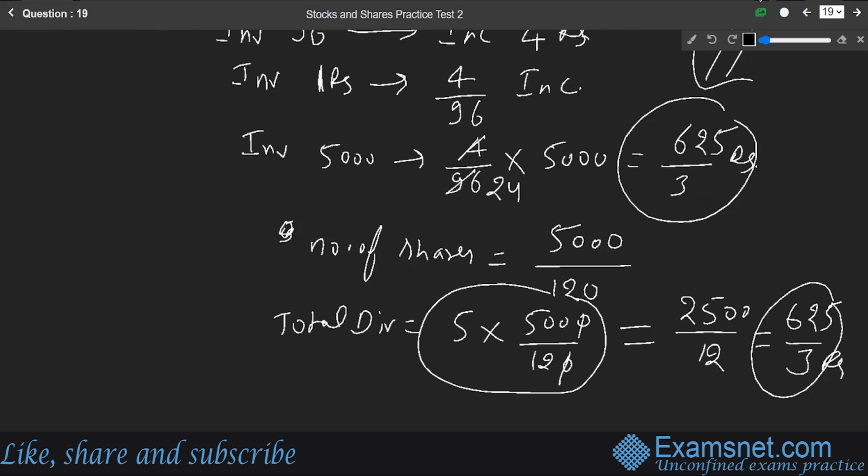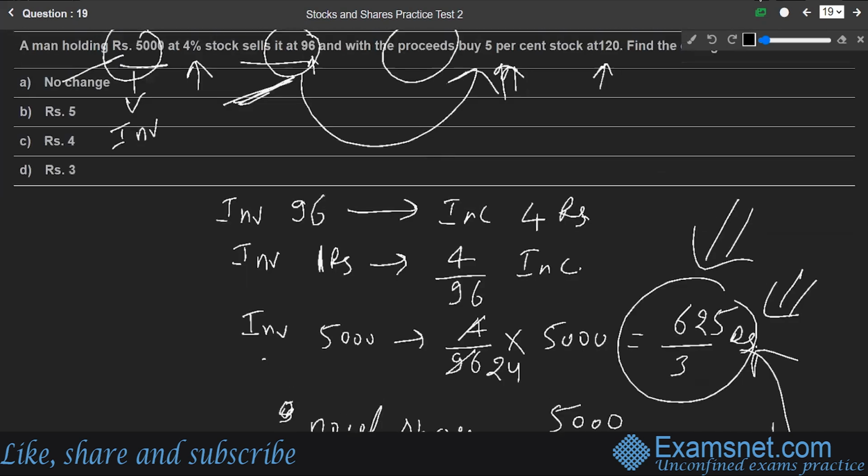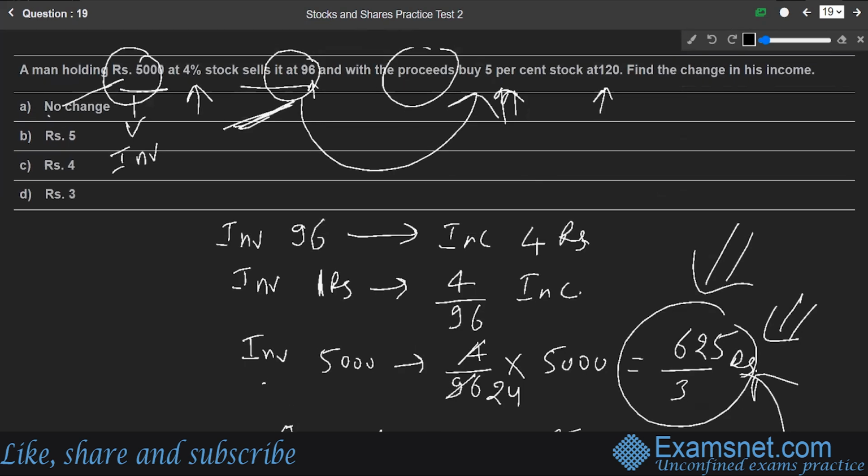So if we compare these two things, the total dividend from the second scheme is 625 by 3 and the income received from the first scheme was also 625 by 3. So you can easily see that there is no change. Income received from both the schemes is the same. So we can simply write the answer is option number A, no change.